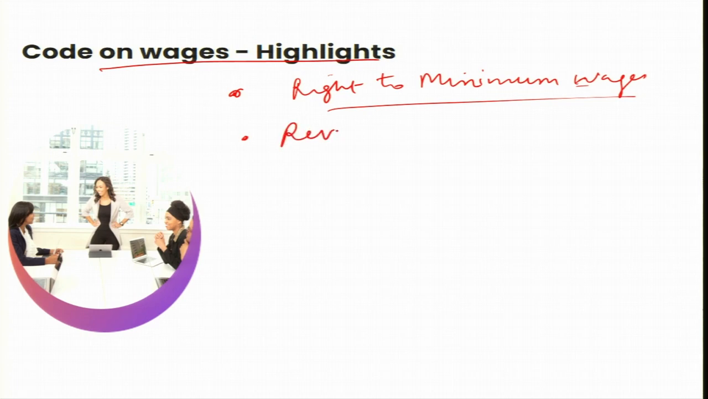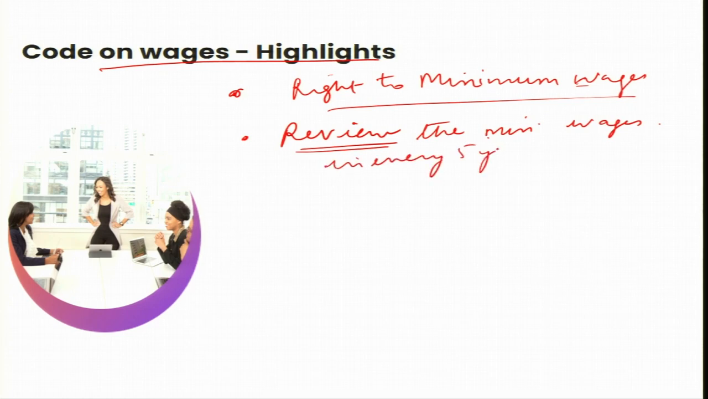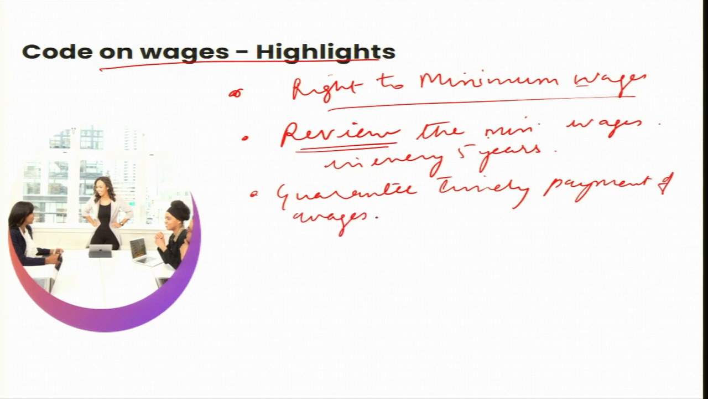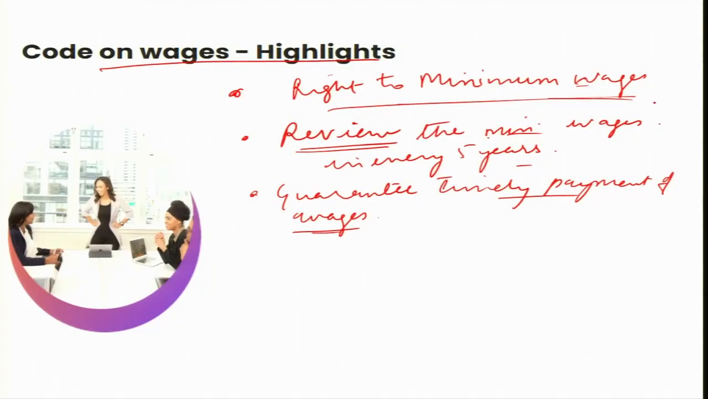Now, as a part of it, there is a provision for reviewing the minimum wages every 5 years, then guaranteeing timely payment of wages to the individual. So there are n number of provisions related to guaranteeing timely payment of wages, then reviewing the minimum wages which have been set every now and then. Every five years they are supposed to be revisited, and also to secure the right of individuals to get the minimum wages.